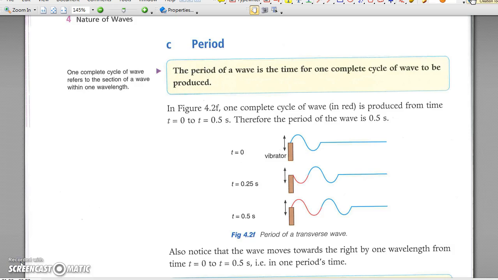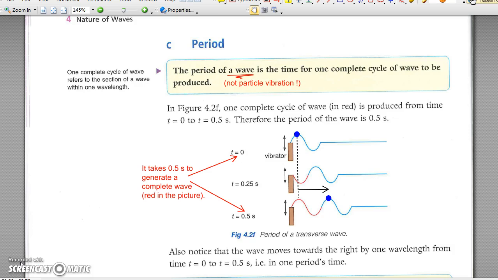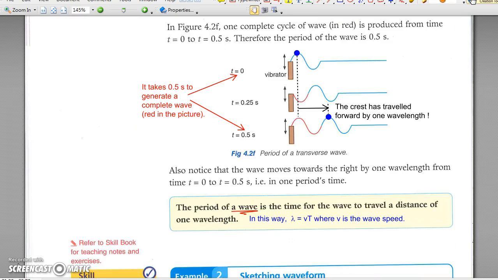C. Period. Period of a wave is the time to generate a wave from the source. Well, it is also the time for the complete vibration, as you can easily deduce. Moreover, in 1 period, the wave should have traveled forward by 1 wavelength, and in 2 periods by 2 wavelengths, and so on. In this way, the wavelength lambda equals the wave speed multiplied by the period T.